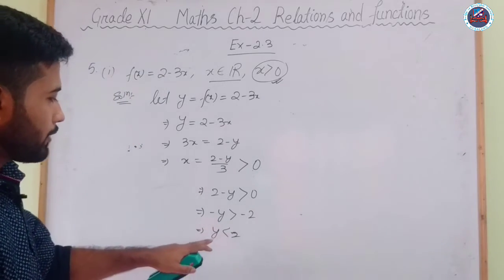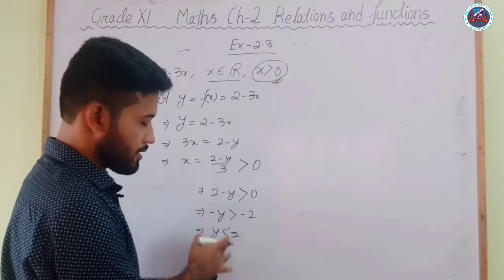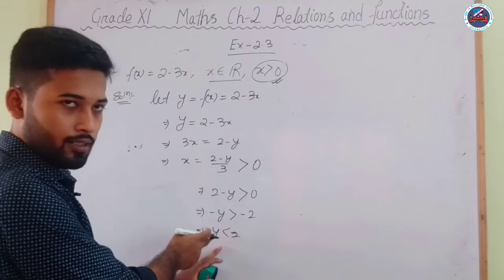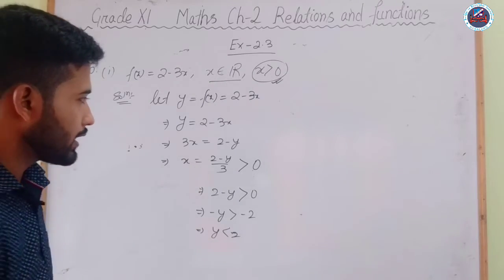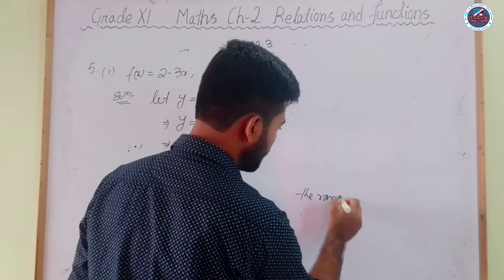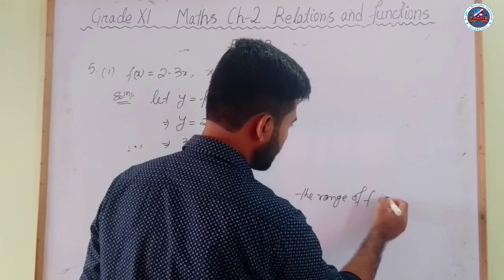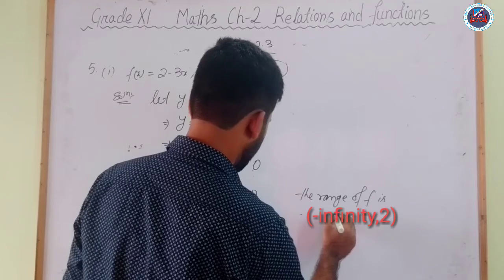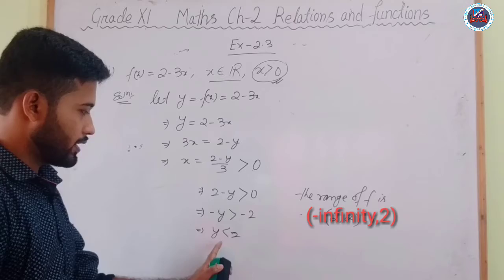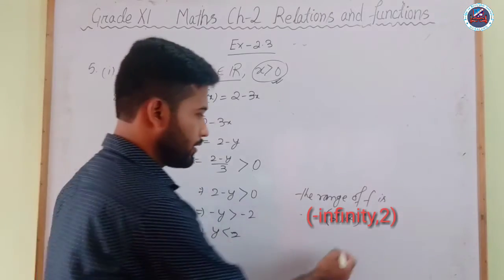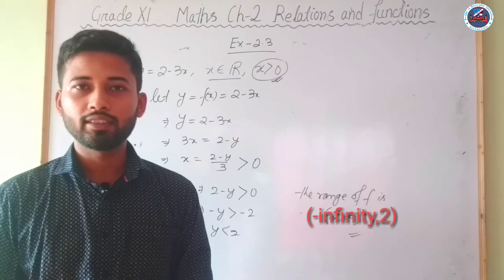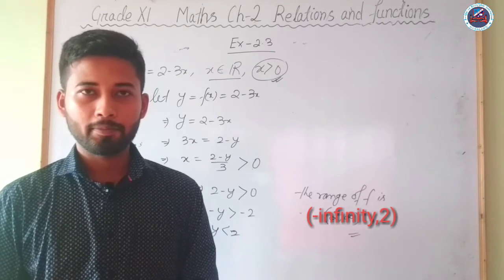Fine. That is, we have found a restriction for the y, that is the value of y must be less than 2. And what is y? It is the range, or the elements of the range. So the range of f is minus infinity to 2, and it will be an open interval because we are taking values less than 2. Fine. So this will be the end of our exercise 2.3 and also the end of the chapter relation and functions.